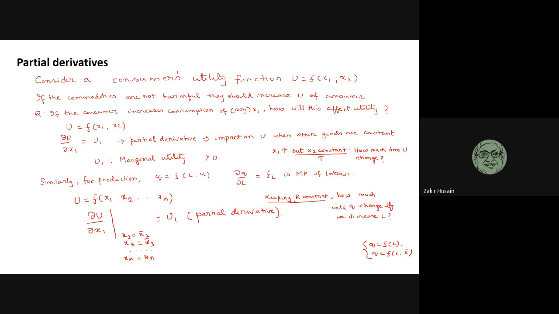Obviously, the opposite also can be found out. So we have found out marginal product of labor. We can also find out the marginal product of capital. In that case, labor will be held constant. In this utility case, we can also find out the marginal utility of x2. In that case, x1 will be held constant.